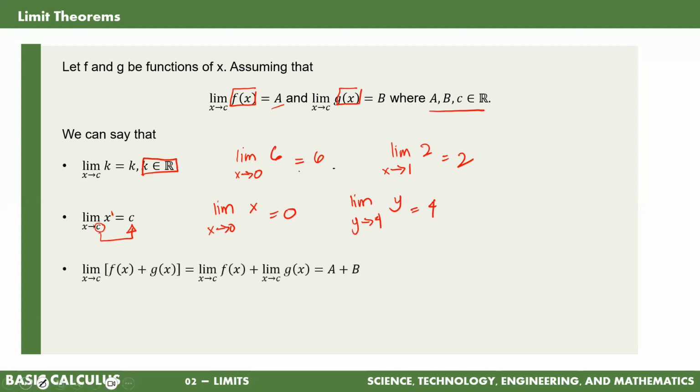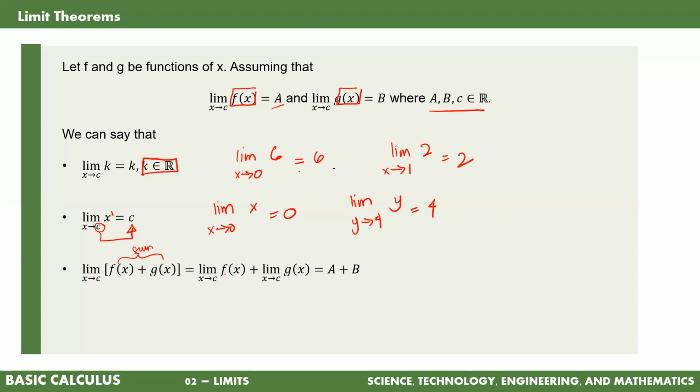Next. Ayan. So, medyo mahaba to. So, you have the limit of the sum of f of x plus g of x as x approaches c. So, ito yung sum ng dalawang function. Equal siya sa sum of limit of f of x as x approaches c and limit of g of x as x approaches c. Okay?